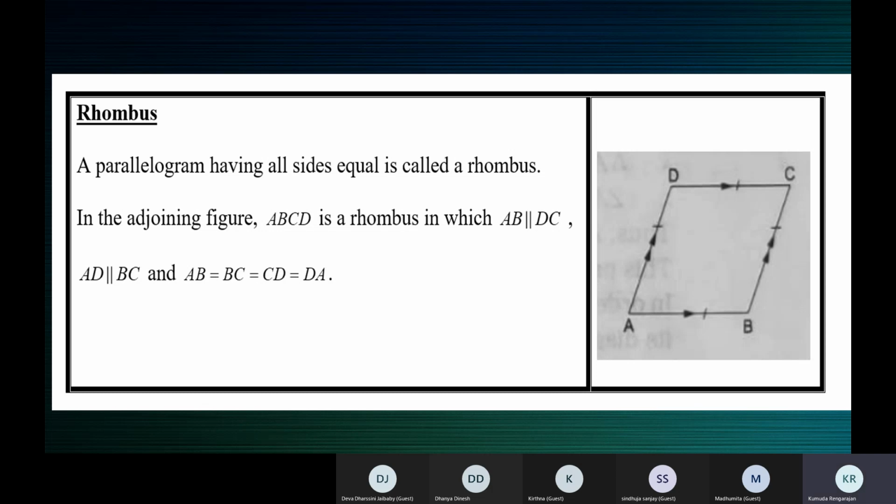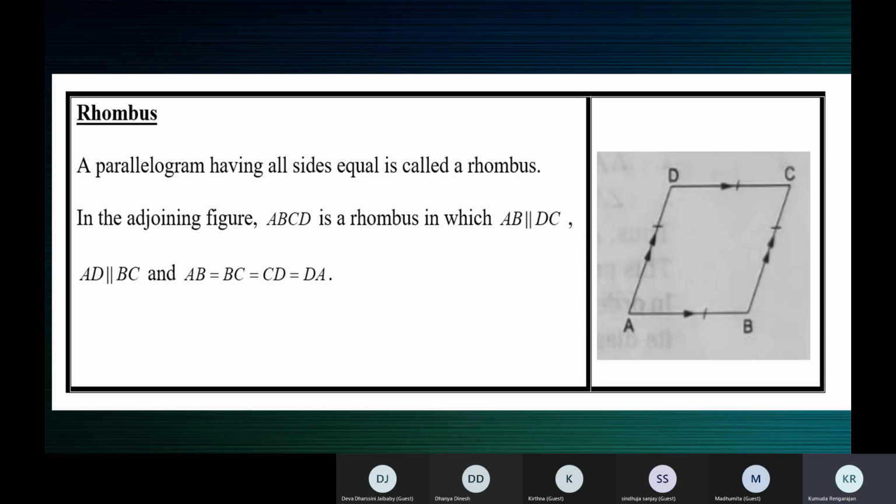In a parallelogram, only opposite sides are equal. But in a rhombus, all the sides are equal. So a parallelogram in which all sides are equal is called a rhombus. Please remember this. A rhombus is a parallelogram because its opposite sides are parallel and it will have all the other properties of a parallelogram also. Certain properties will be modified. That's why it's given a different name.